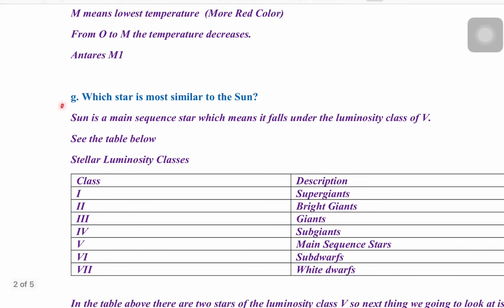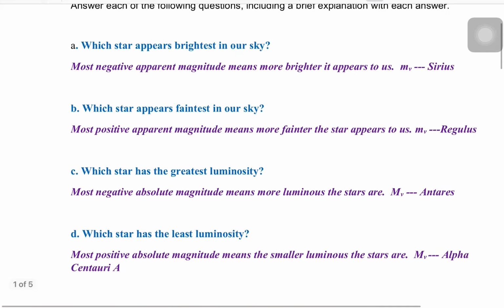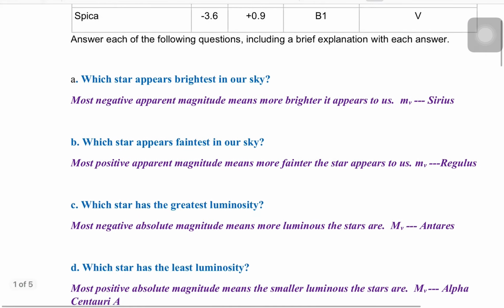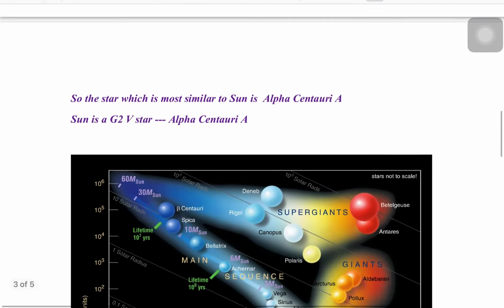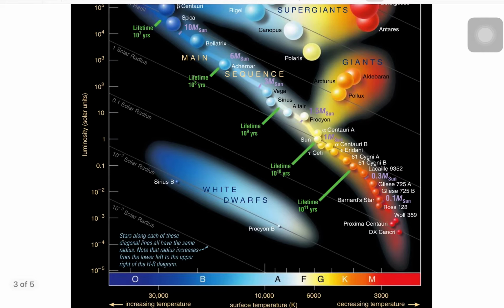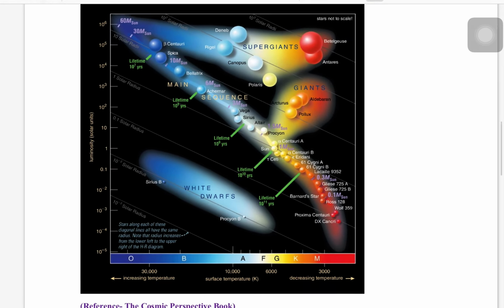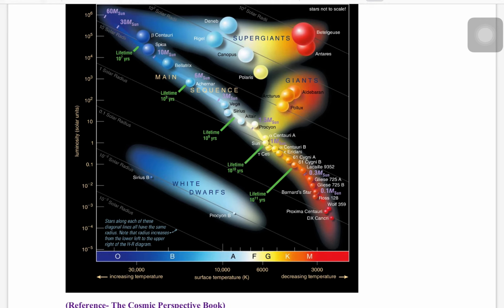This next question is, which star is most similar to the sun? We do not have a sun here, but we have the information about the sun. So look at the sun here. This is the HR diagram, and if you look at the sun, our sun is right here. The sun is a spectral type G, and the luminosity is about 1.